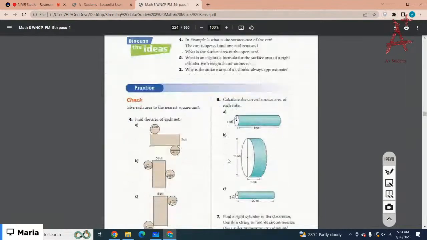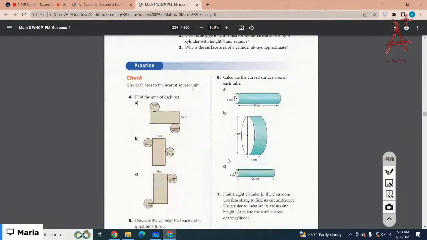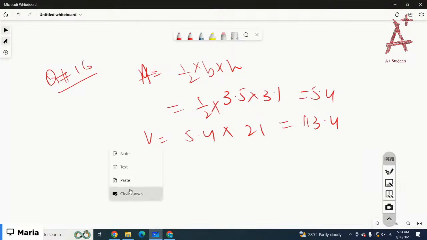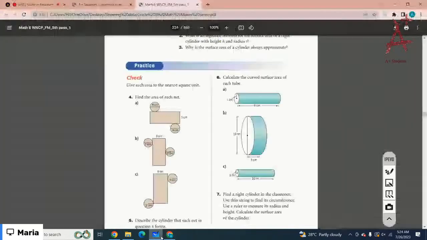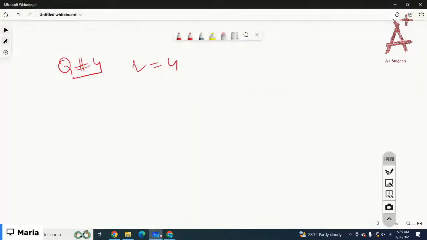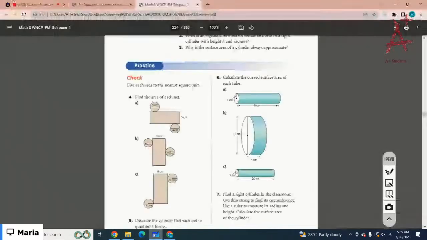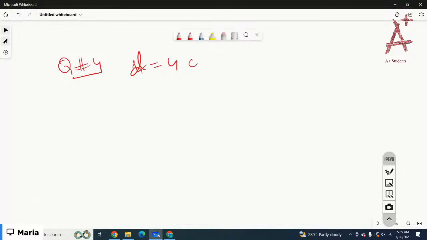Okay, let's just start with question number 4. Find the area of each net. You have two circular faces and a rectangular face, and they have the radius 4, I think. Let me just confirm. Okay, diameter 4. You can see their diameter is 4, so the radius is 2. Diameter is 4 centimeter. Radius equals diameter divided by 2, so it would be 4 over 2 equals 2.